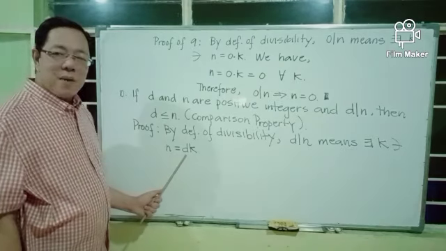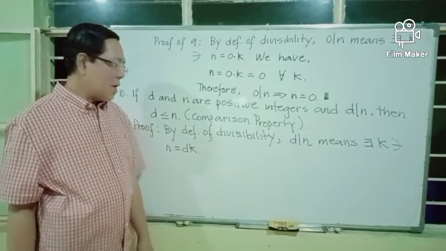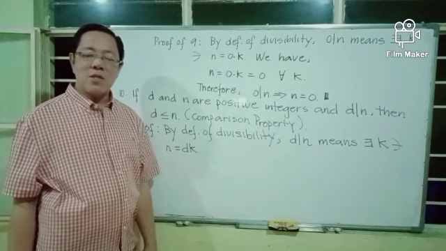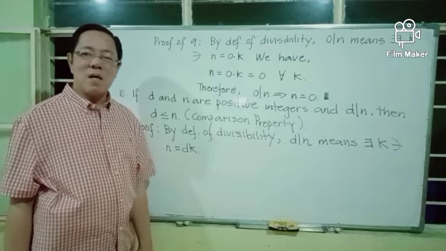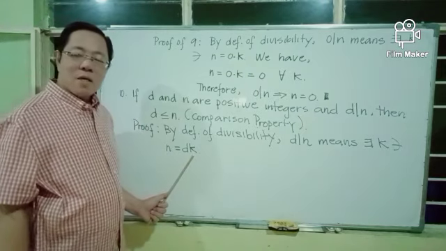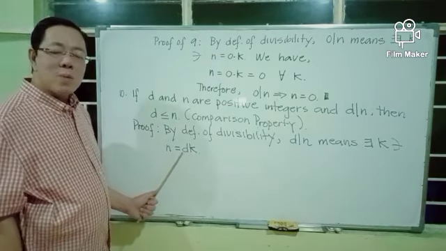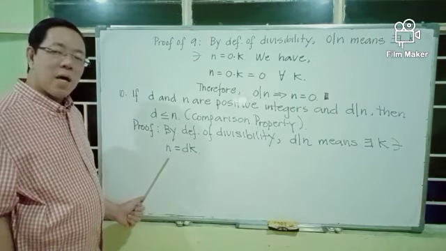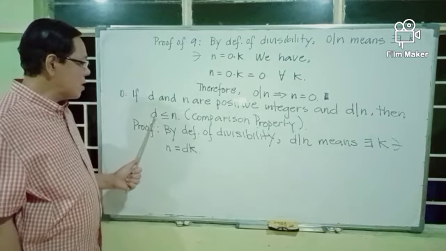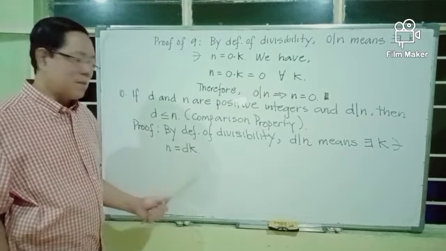Now, D is a positive integer, N is a positive integer. And the smallest positive integer is 1, so suppose we assign positive integers to K. If K is equal to 1, then D will be exactly equal to N. And this conclusion is true. D is equal to N if K is equal to 1.